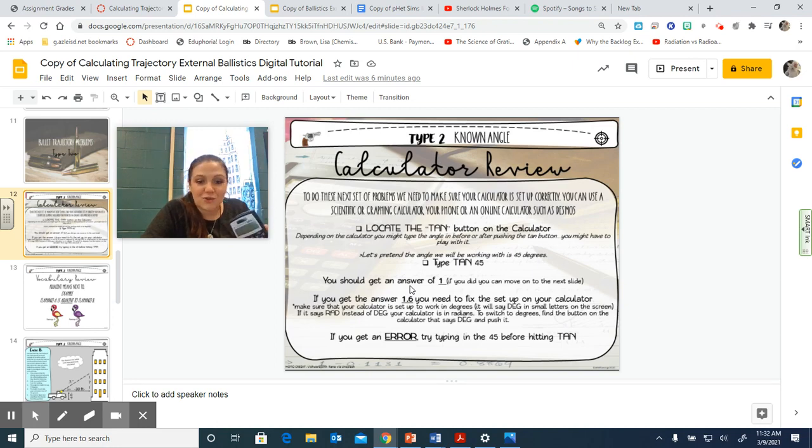That's the point of this, is to make sure that you're getting the right answers. If you get the answer 1.6, you need to fix the setup on your calculator. Make sure that your calculator is set up to work in degrees. So if you get 1.6, it's because it's not in degrees and you need to change it. You'd go to second science function and change it to degrees. If you get an error, try typing the 45 before you hit tan. There are some calculators where you have to hit the angle number in before you hit tan. So if it says error, that could be why.